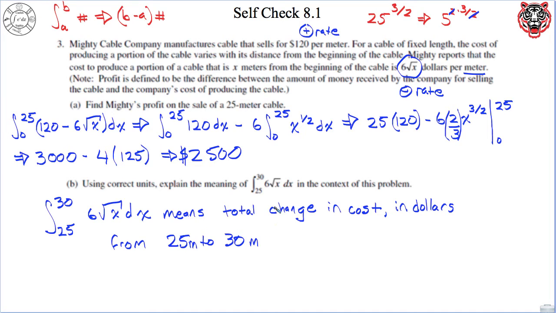Yeah, that's close. Basically I wrote it as if it wouldn't have been the integral of it. I just wrote it like that's the total cost of it per meter. But since it's the integral, then it changes to what's the total change in cost. In dollars, yeah, exactly. All right, going on to part C.